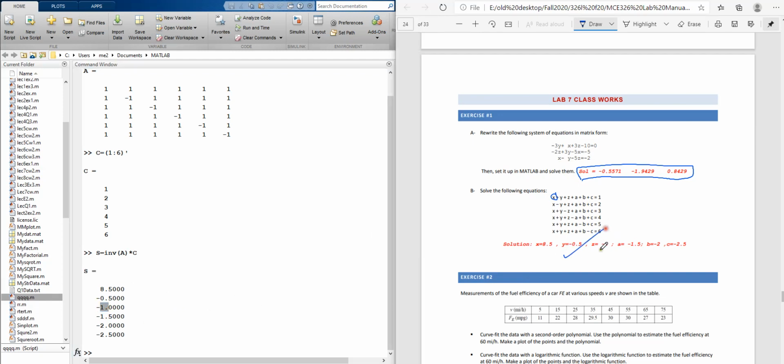So this solution is correct, but this one is not correct. You have to take care about it. Okay, we finished the first part, how to solve a linear system of equations.